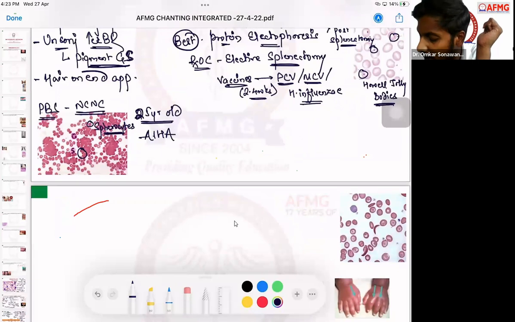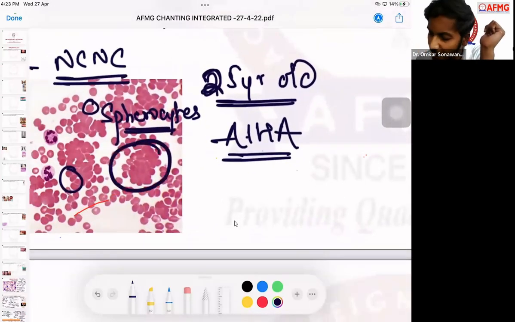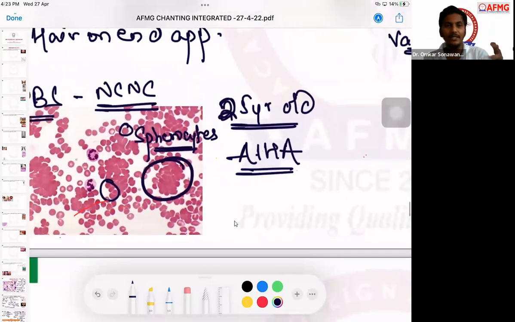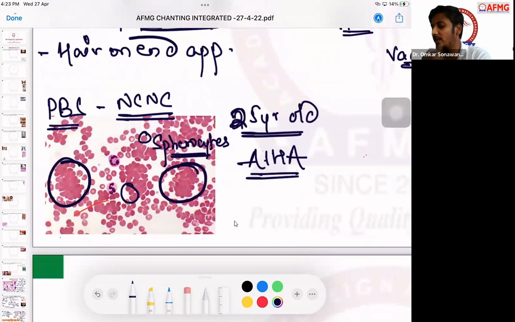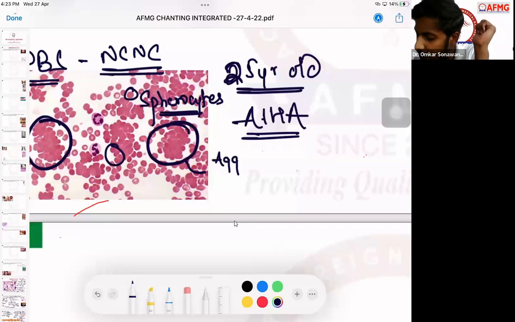Autoimmune hemolytic anemia. And what is this feature seen? Please tell me, clumping of RBCs, or RBCs sticking to each other. This is known as clumping of RBCs. On peripheral blood smear, when there is clumping of RBCs, this feature is called agglutination. So there would be agglutination of RBCs.